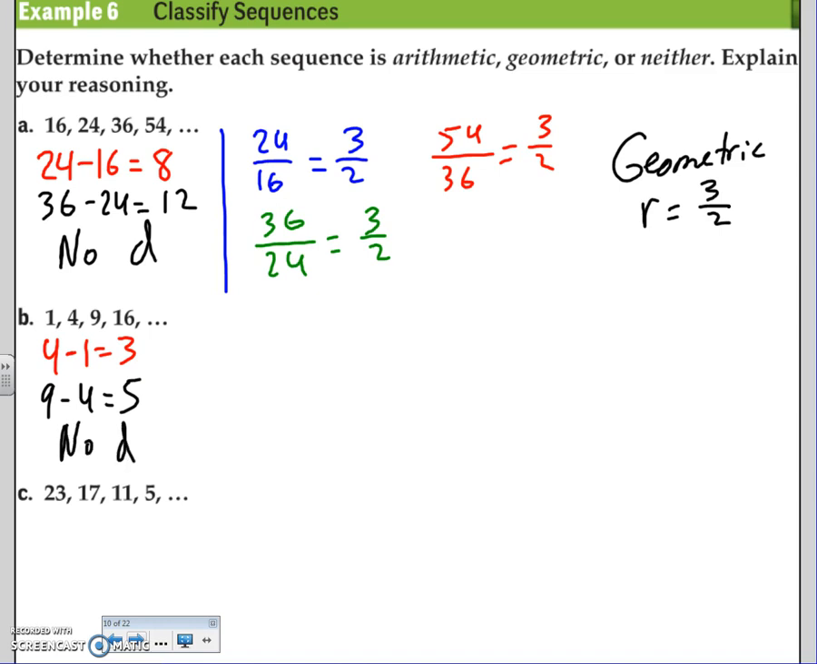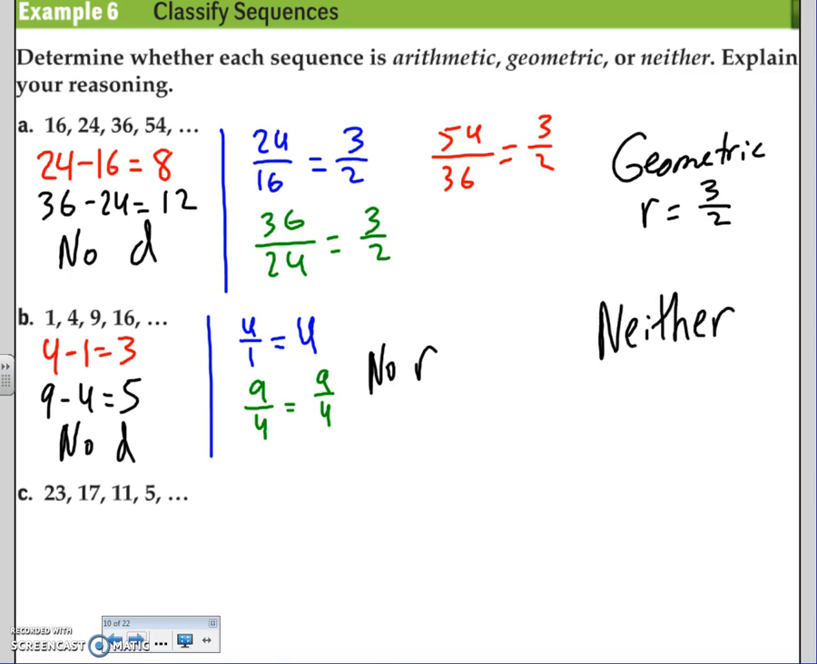Alright, I'll try the next one. Division. The second one divided by the first is 4. That's my multiplier. 1 times 4 is 4. 4 times 4 should be 16. That's wrong, but I'll try it again. 9 divided by 4 doesn't reduce. They're different. So because it's not arithmetic or geometric, it's neither. So I'll say no r. This will be neither. The reason was no common difference or common ratio.